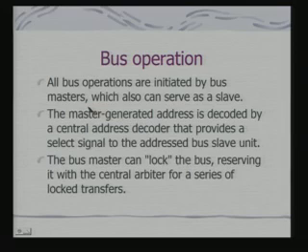So, all bus operations are initiated by bus masters, which can also be slaves. So, there is an interchangeable role between master and slave. The master generated address is decoded by a central address decoder that provides a select signal to the addressed bus slave unit. The bus master can lock the bus, reserving it with the central arbiter for a series of locked transfers. This can enable it to take over and initiate fast transfers on the bus.